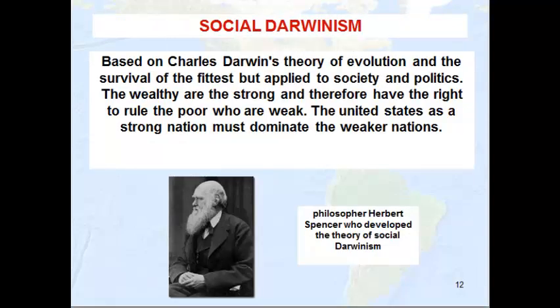And as we had discussed earlier, the notion of social Darwinism is going to play a role. So social Darwinism, just as a refresher, is based upon the ideas of Charles Darwin's theory of evolution and the idea of survival of the fittest. But what happens with social Darwinism is they apply these to society and to politics. The wealthy are the strong, and therefore they have the right to rule the poor, who are weak. And the United States, as a strong nation, must dominate the weaker nations. And this idea was put forth by a gentleman named Herbert Spencer.